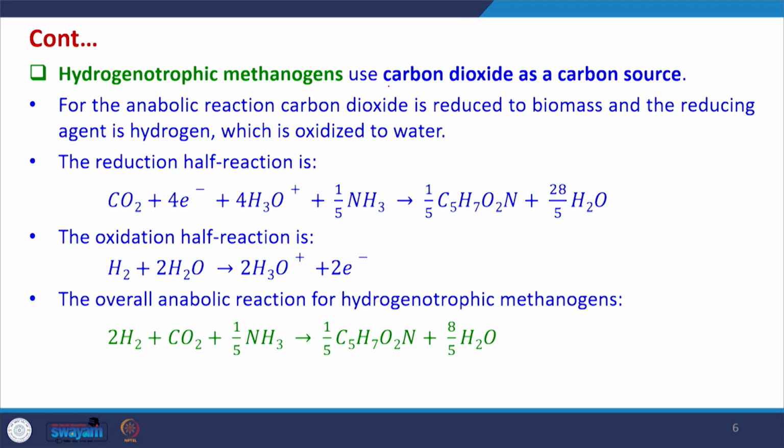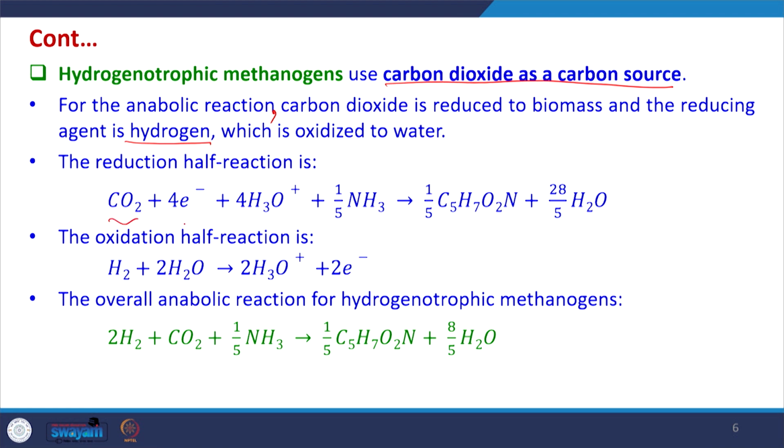And during the hydrogenotrophic methanogenesis, carbon dioxide is used as a carbon source, and for the anabolic reaction carbon dioxide is reduced to biomass and the reducing agent is hydrogen. So, we have hydrogen which is used as the reducing agent.